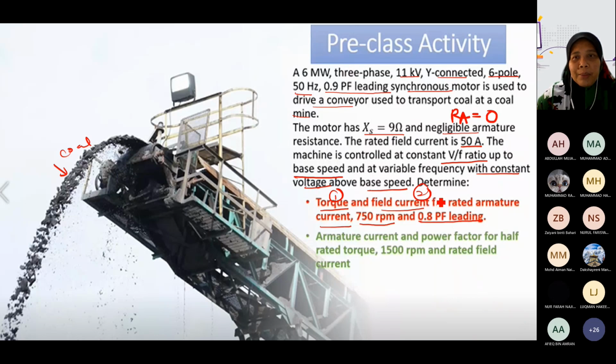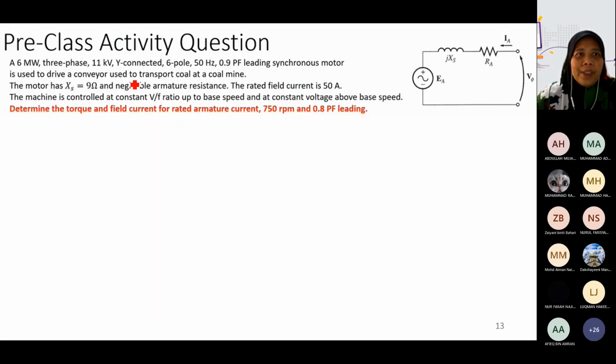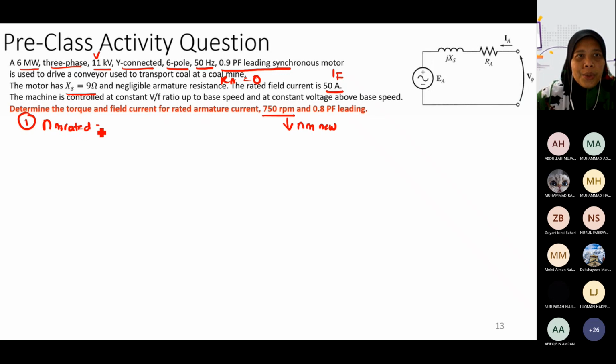So looking here, what is the rated speed? Is there a rated speed already? Not yet, right? We have not calculated it. Find it, it is not given. Okay, so let's start. First, what do we want to find? We have the power, 3 phase, volt, Y connected, 6 pole, 50 Hz, 0.9 leading, and XS, RA equal to 0, IF equal to 50. So first of all, whatever happens, you have to find the rated speed, because you have this operational speed, and N_M new, but you don't know which formula you want to use because you still don't have the rated speed.